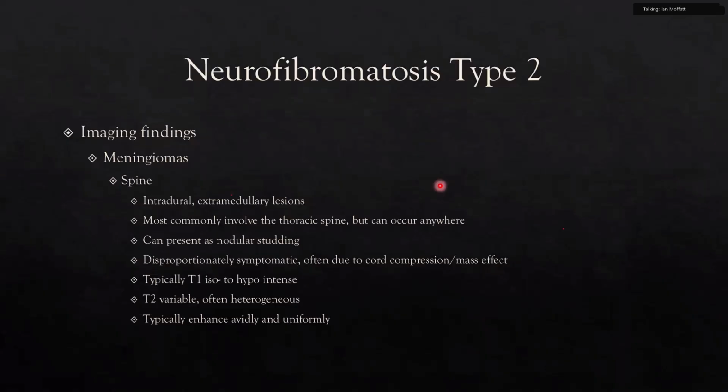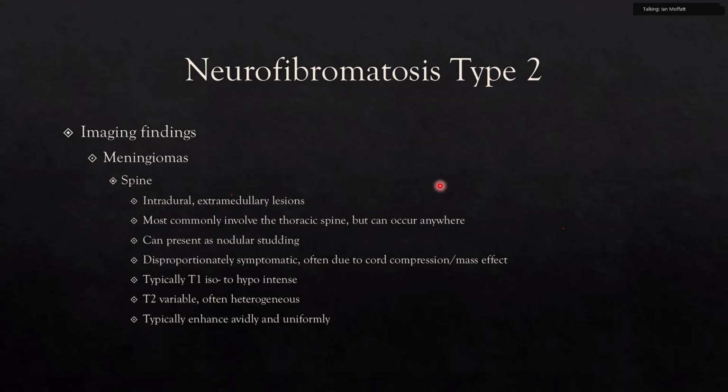Within the spine, meningiomas tend to be intradural extramedullary lesions, which are more common in the thoracic spine but can occur anywhere. They can also present as nodular studding throughout the thecal sac. They're disproportionately symptomatic because they grow in a small space. So due to cord compression and mass effect, they present with myelopathic changes.